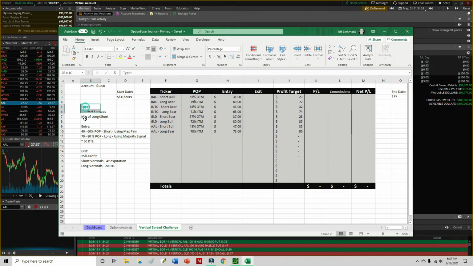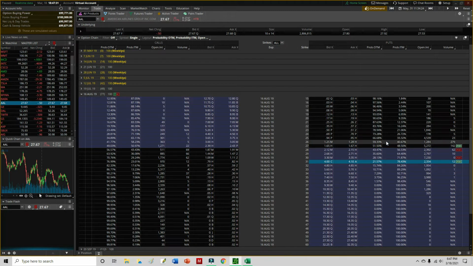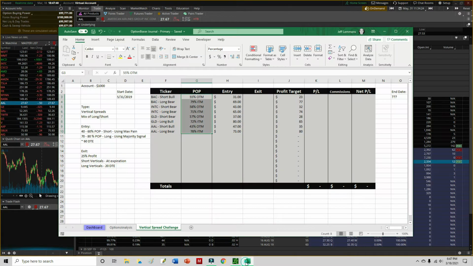What I'm looking to do is trade only vertical spreads, using a mix of long and short vertical spreads. You'll see here I've got the probability of profit, and I realize that's not a true representation of the probability of profit. I'm just using the probability out of the money and the probability in the money, since I can't use the Analyze tab to do the risk analysis that I would typically look at when setting up a live trade. But that's good enough for our purposes in this video, and so I've got that listed here.